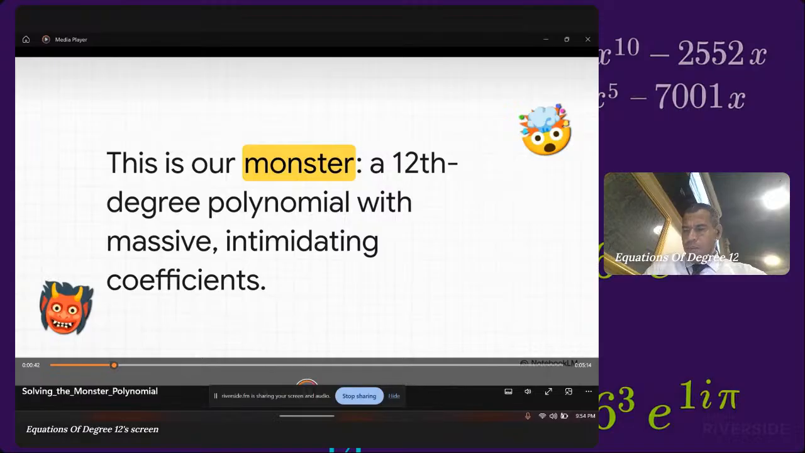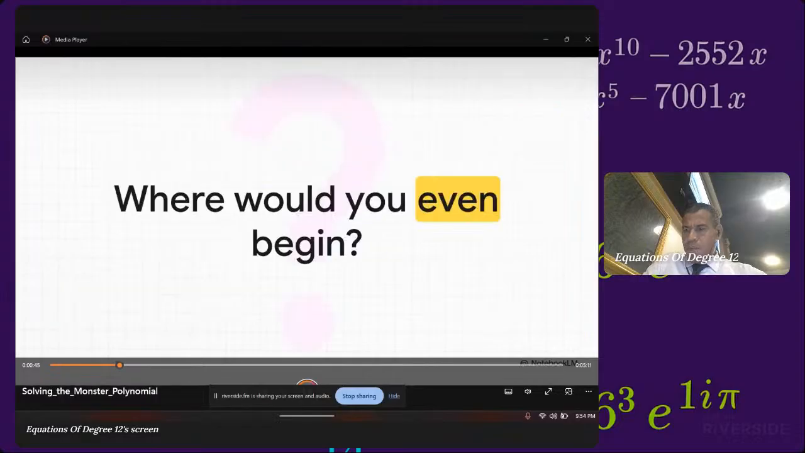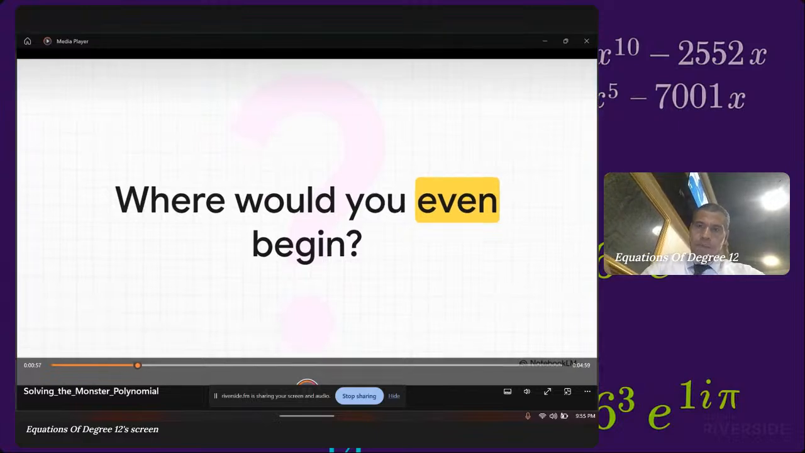It's the kind of thing that's practically designed to make you close the book and walk away. I mean, seriously, just look at it for a second. Where would you even begin? This isn't your standard high school quadratic equation, right? This is on a whole different level. It's a puzzle that honestly seems to have no starting point at all.